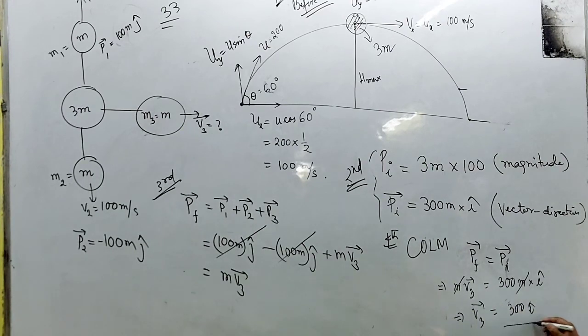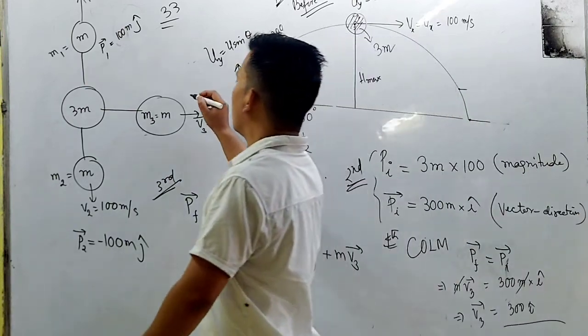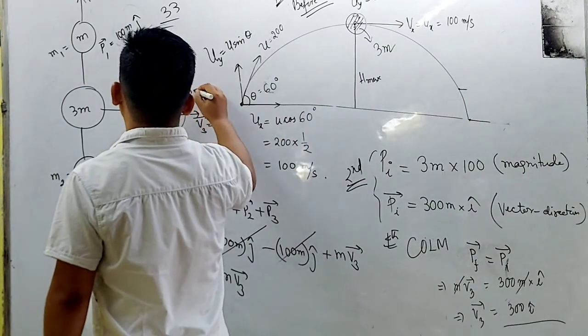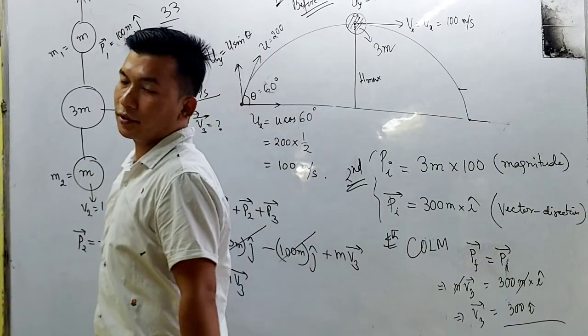What is the meaning of this 300 I cap? It will be the third fragment moving along the horizontal direction, and it will have magnitude 300 meters per second.